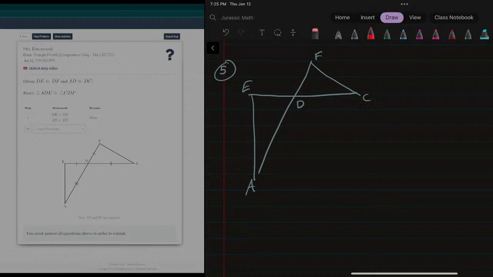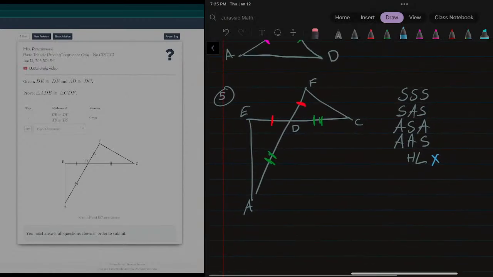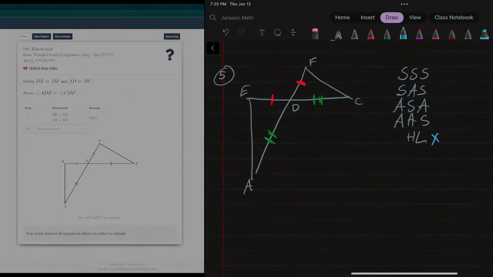We are given ED and FD are the same. And we are also given this one and this one are the same. So like always, side, side, side, side, angle, side, angle, side, angle, angle, angle, side, and HL. Well, looking right away, they did not give us anything for perpendicular. Therefore, I'm not going to use HL at all. So HL is gone. I have two sides. That means that angle, side, angle, and angle, angle, side are incorrect as well.